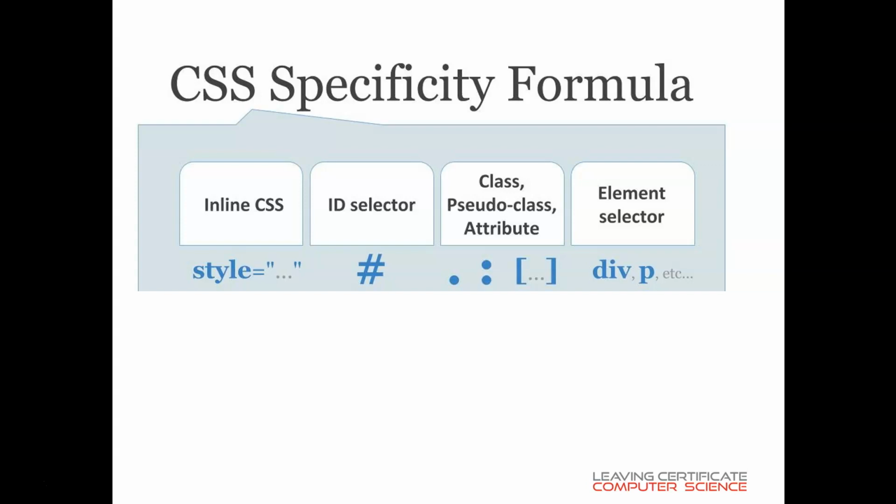An ID is also an HTML attribute. Only one element in HTML can have a particular ID, so it's unique, and they're represented in the CSS by the hashtag followed by the ID name. Pseudo classes are used to match one or more elements that exist in a particular state, like for example if the mouse is hovering over them.